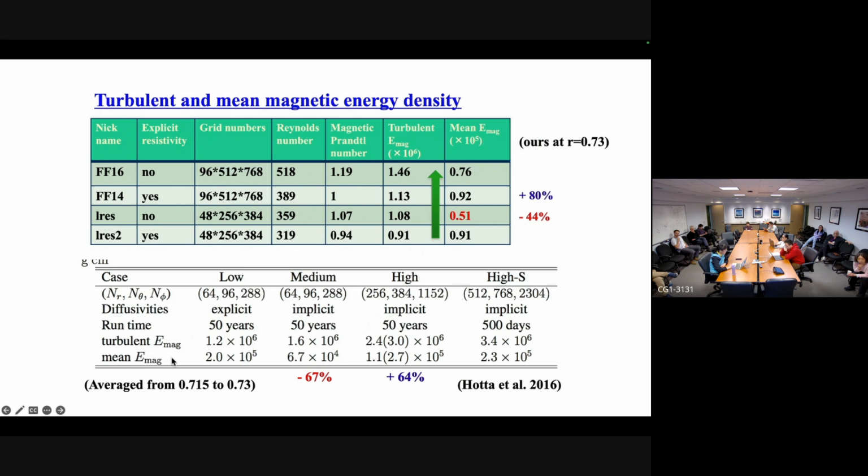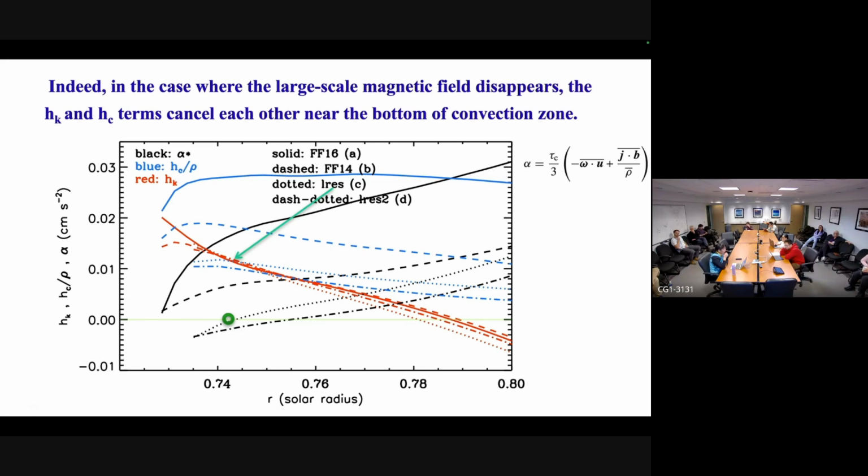And they say that the mean field energy first decreases by this percentage, and then increases by this percentage. In our case, we also see the decrease by this percentage, and then the increase by this percentage. So it's all similar. Even though the percentage numbers are not the same, this decrease and increase is all there. Also what is most interesting to me is that indeed in the case where the large scale magnetic field disappears, the kinetic helicity and the current helicity terms cancel each other near the bottom of the convection zone.